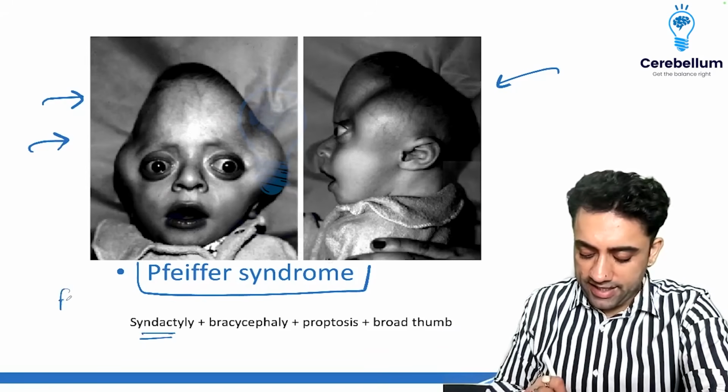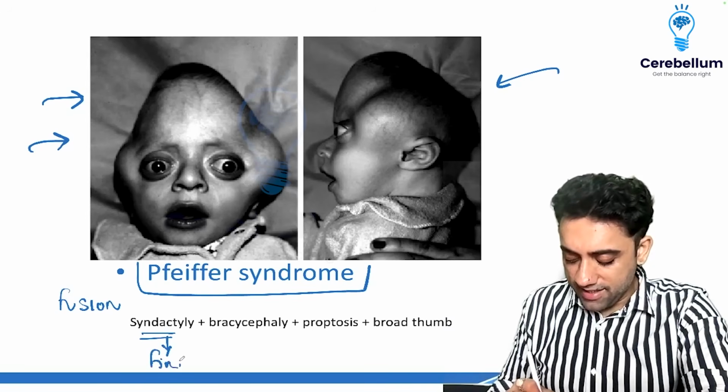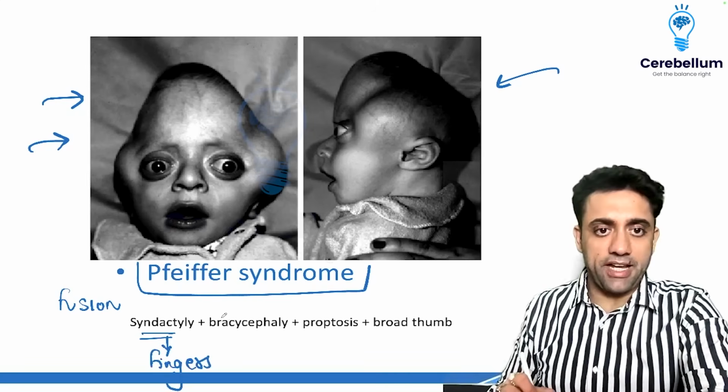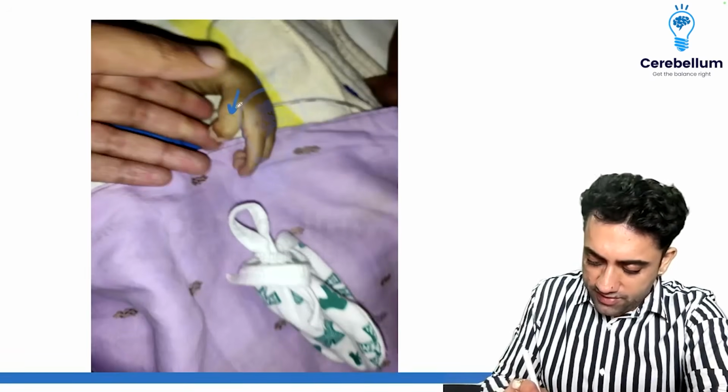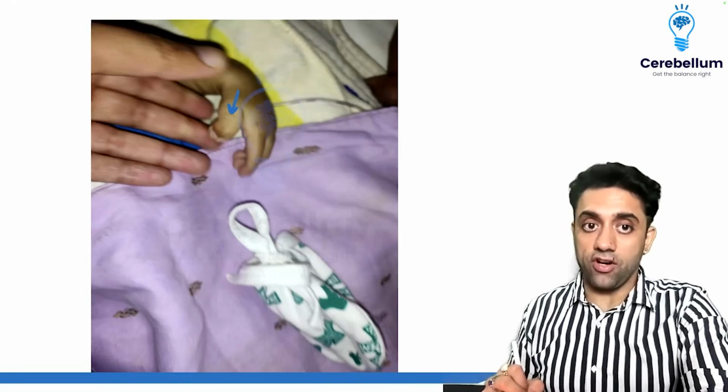What is syndactyly? Fusion of the fingers. Dactyly means fingers, and syn means fusion. So fusion of the fingers is known as syndactyly. Like in this picture, if you can appreciate, the 2 fingers are clubbed together. So this is syndactyly, fusion of the fingers.